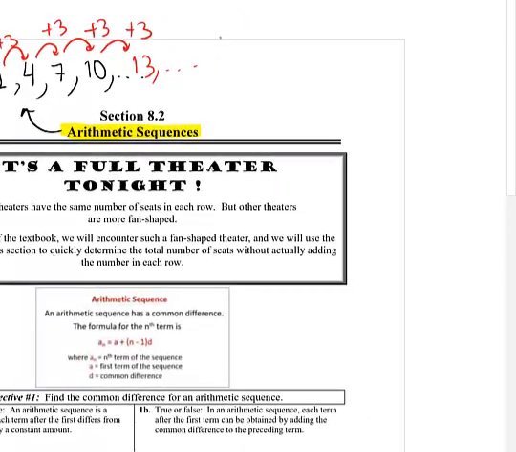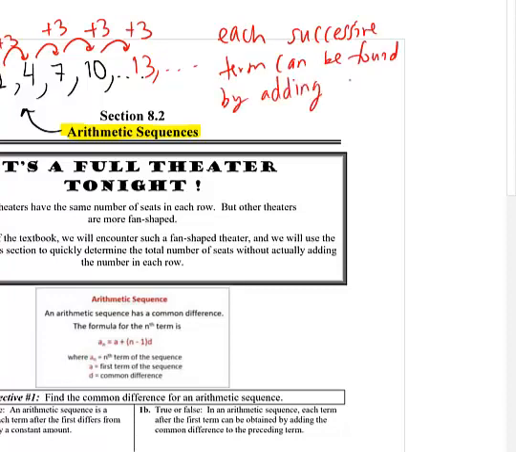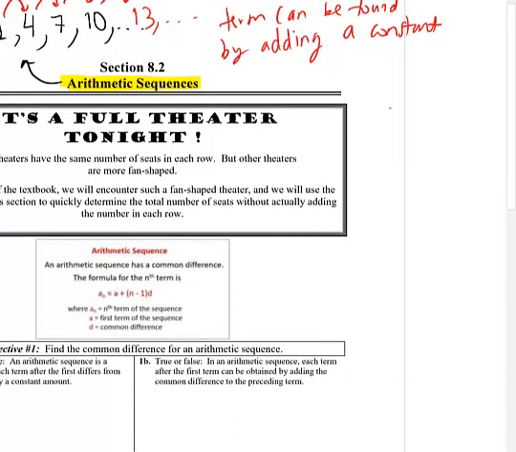Each successive term can be found by adding a constant, which actually in this section has a special name. They call it the common difference, to the previous term.